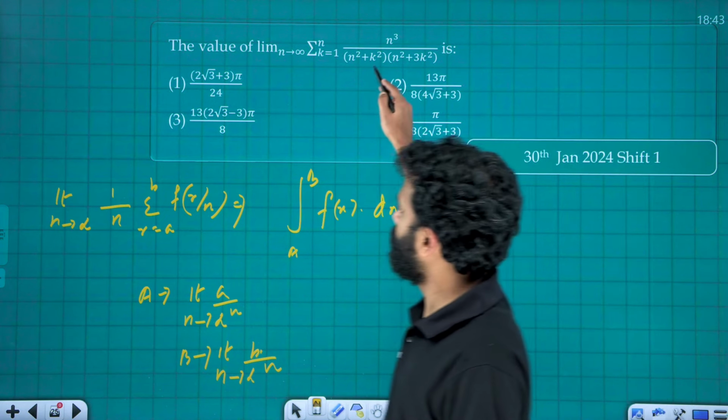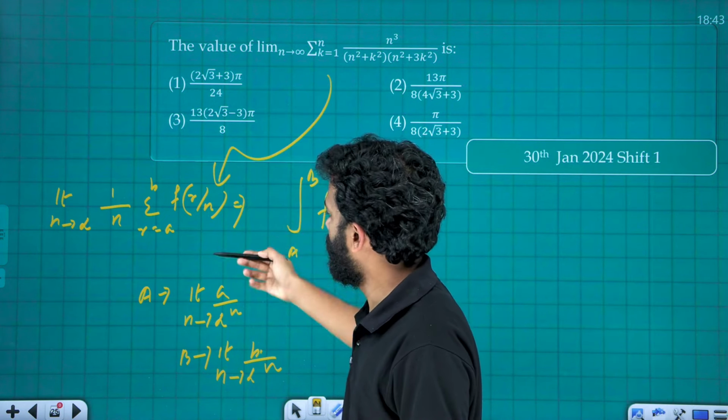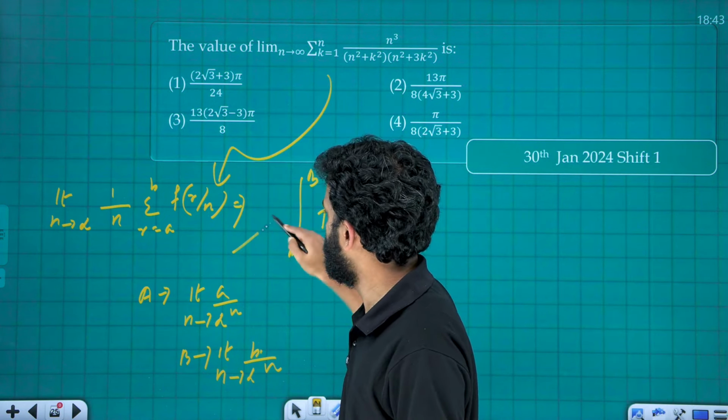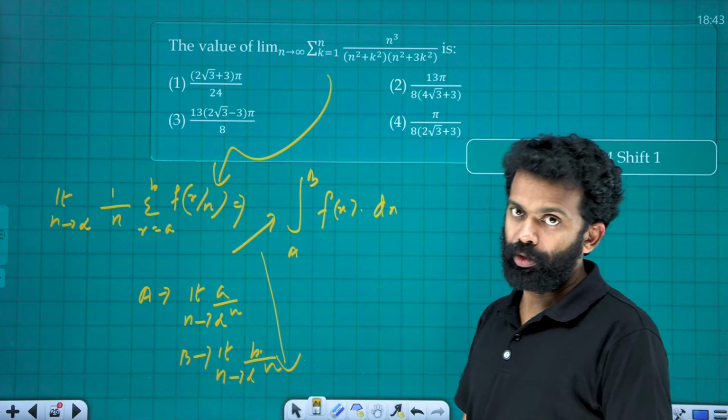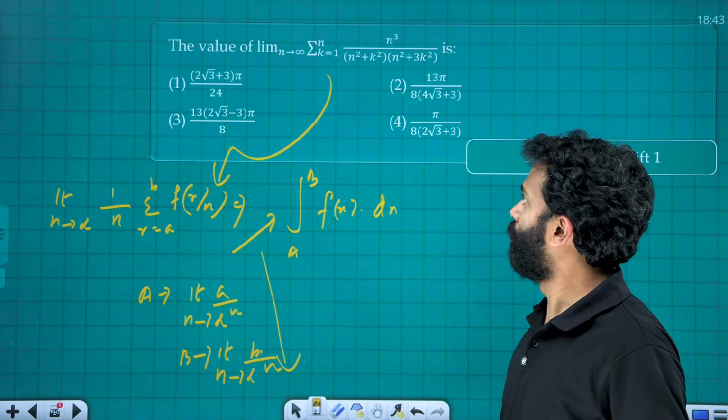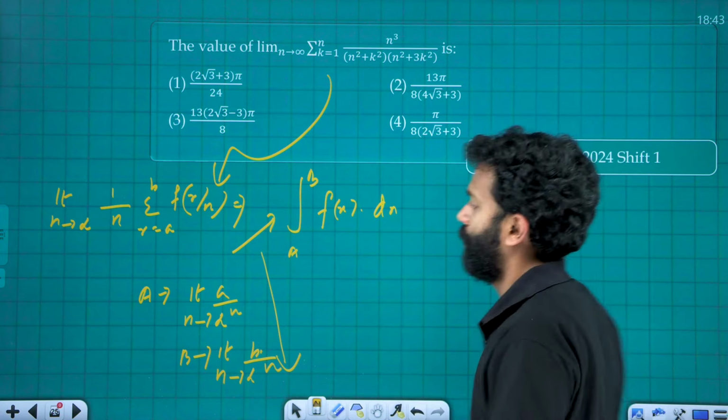So we need to transform this expression into this structure, find the limits and follow the integral pattern. That's how you do this question. Let's write it on the next slide. It will be better.